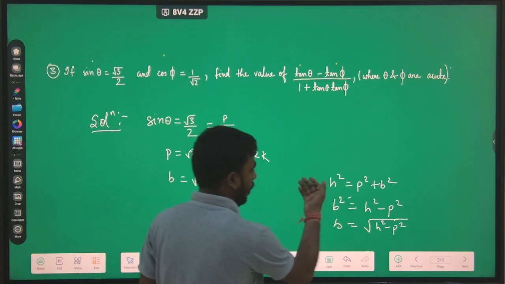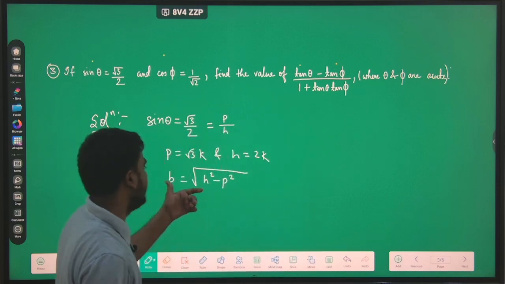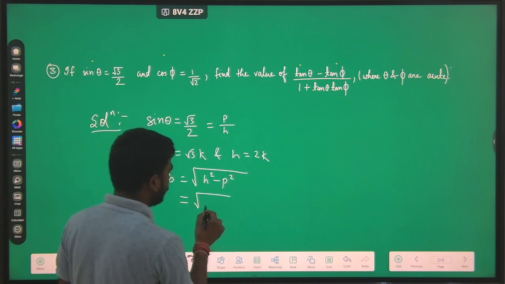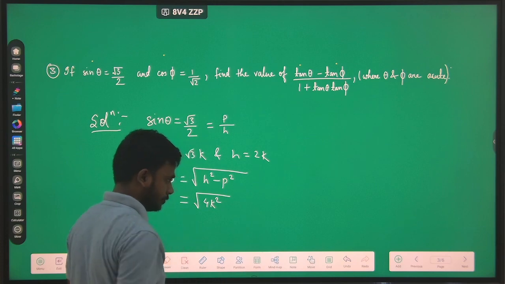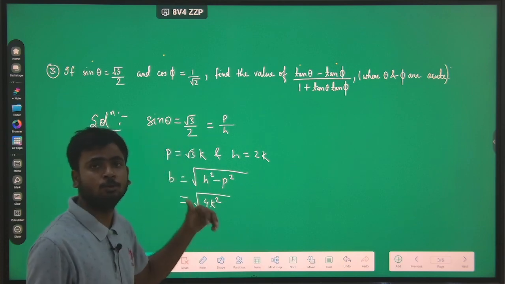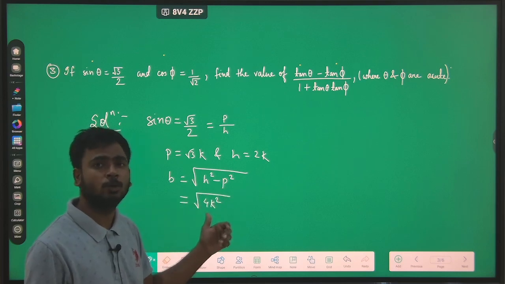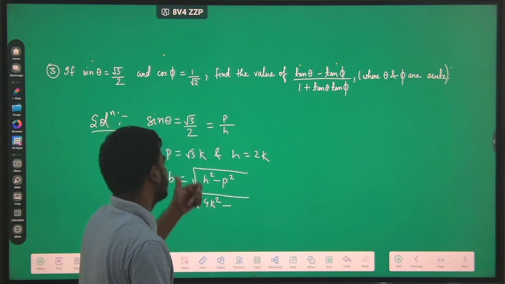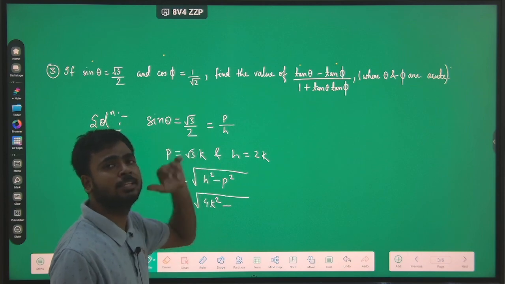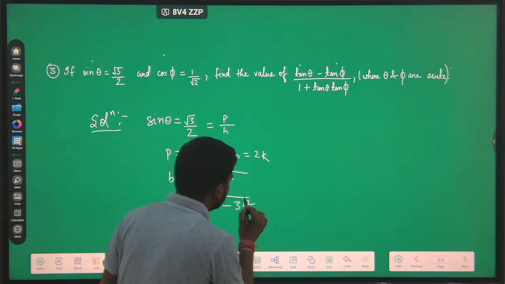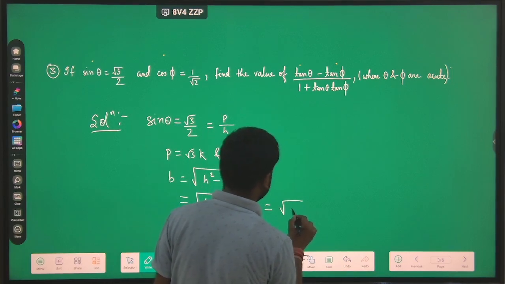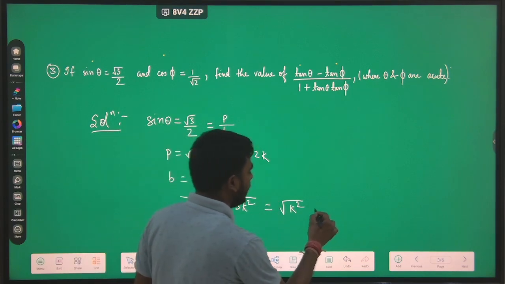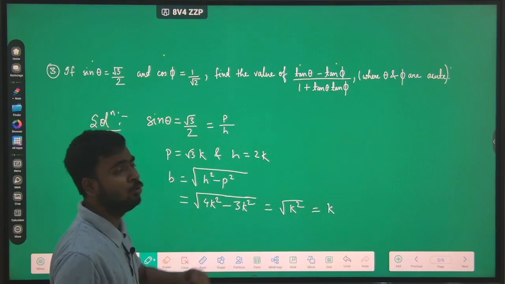Now, b is equal to root over h square minus p square, which means root over h is 2k to the power 2, that means 4k square. 2k to the power 2 means 2k into 2k. 2 into 2 is 4, k into k is k square, minus p square. P square will be root 3k whole square. Root 3 into root 3 will be 3 and k into k will be k square. So we will get root over 4 minus 3 is 1, k square, so it will be equal to 1k.